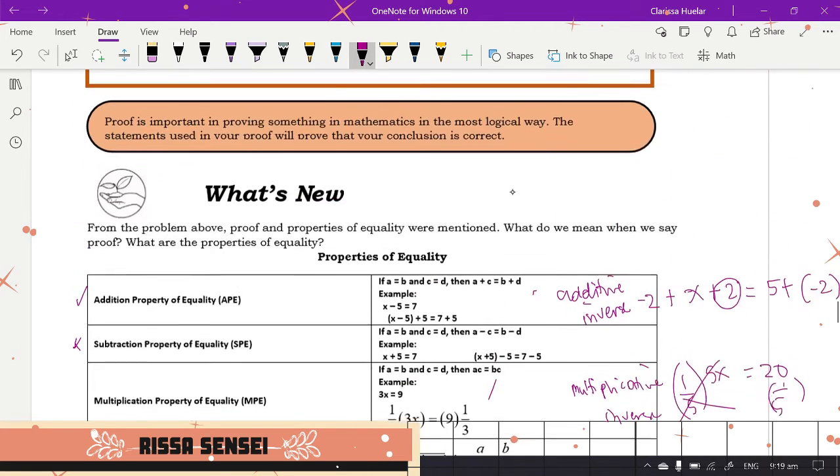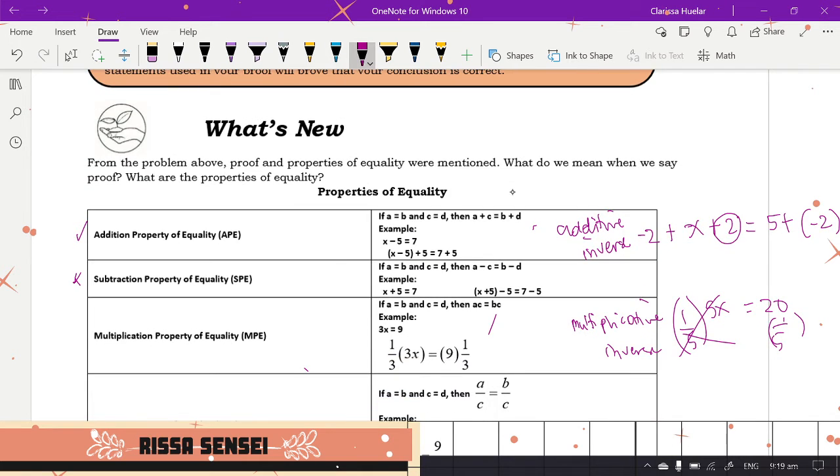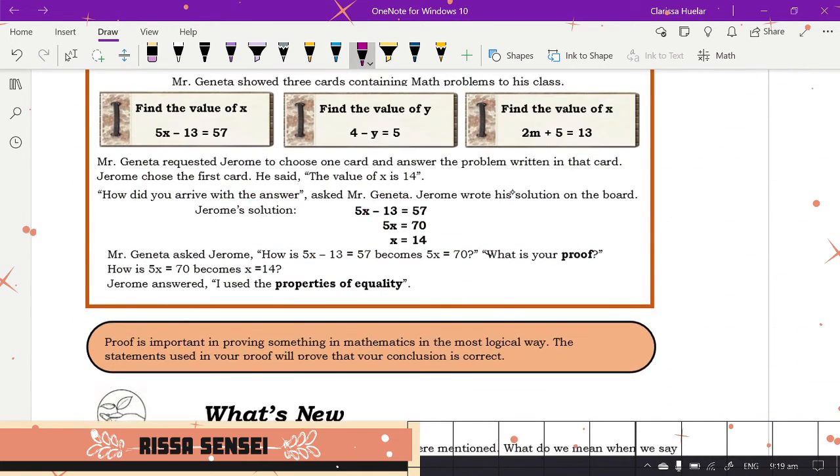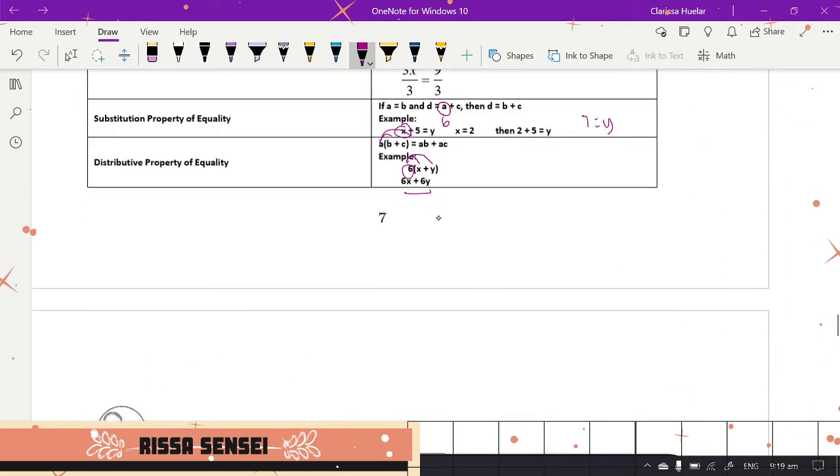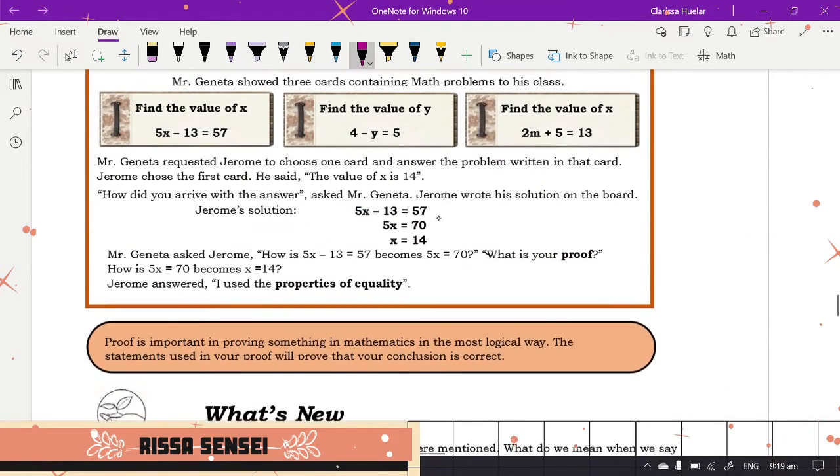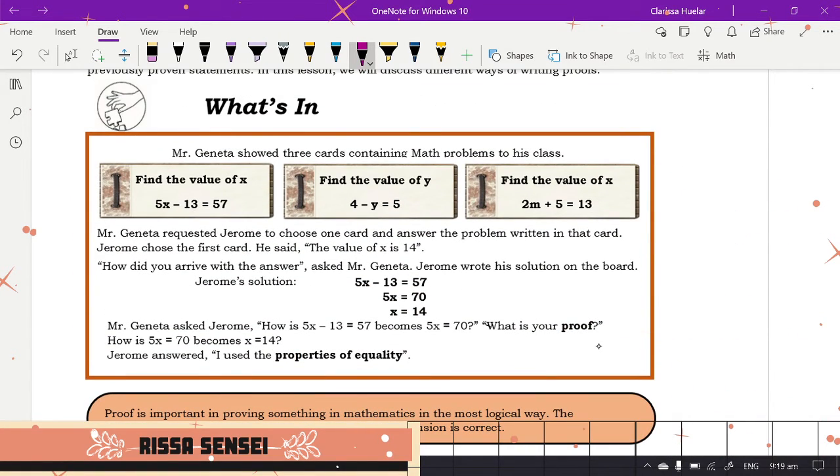Ayan. So, bakit nga ba natin diniscuss yung properties of equality? Again, mahalaga kasi siya kapag mathematical sentences yung pinaprove natin. Di ba kanina, meron tayong 5x minus 13 equals 57.